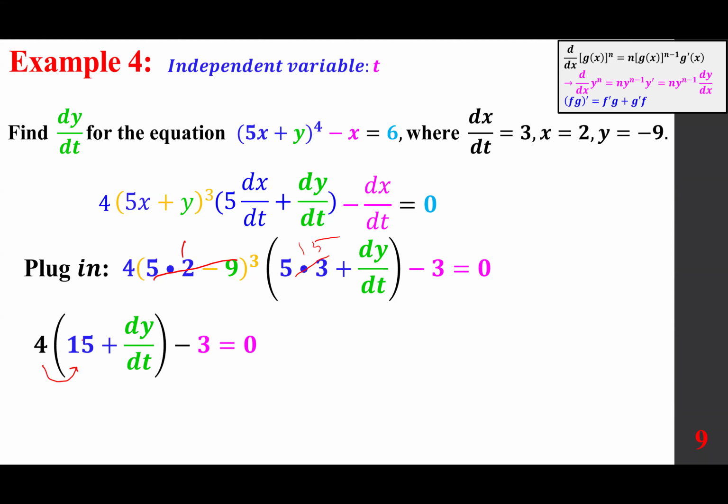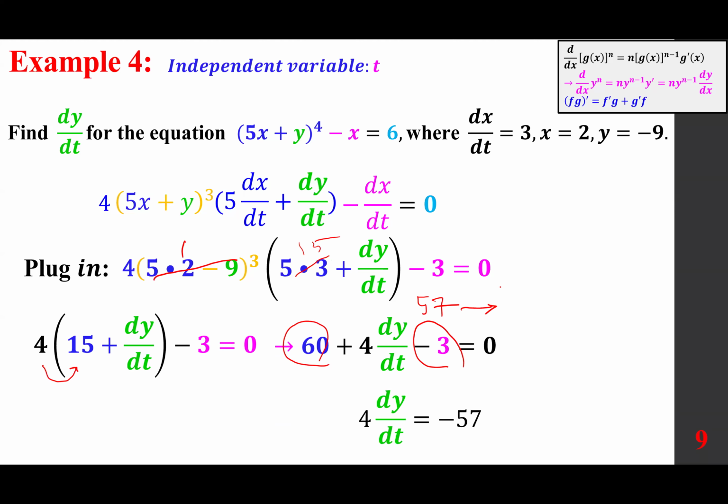Distribute. 4 times 15 is 60. 4 dy/dt minus 3. 60 and negative 3, they give us 57. 57 moves, becomes negative. Divide by 4. dy/dt becomes negative 57 over 4. This is the final answer. I'm not going to solve for dy/dt. I'm going to leave it for you in case you come up with the answer.